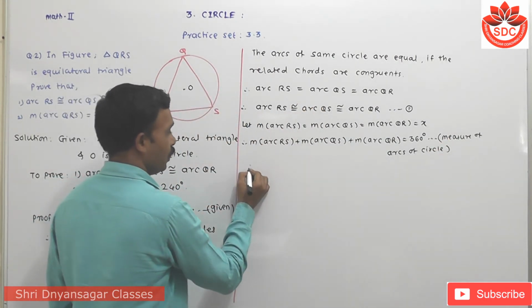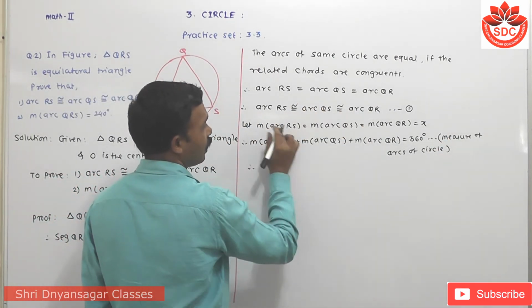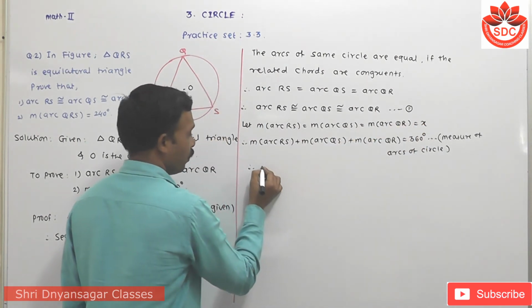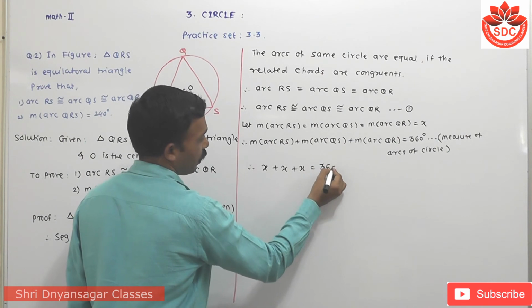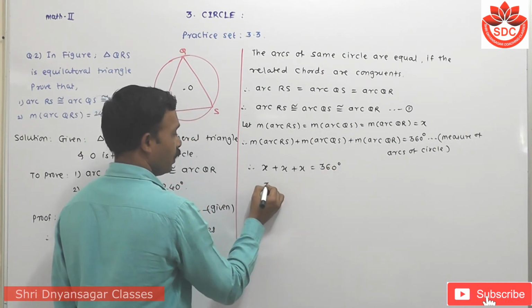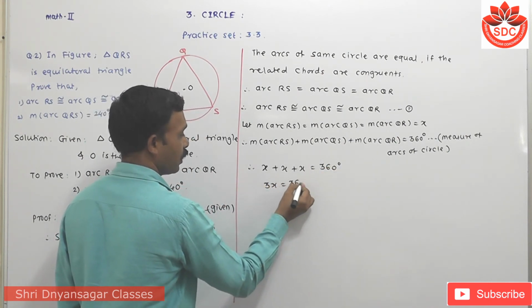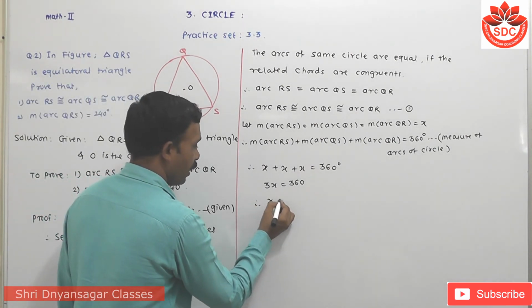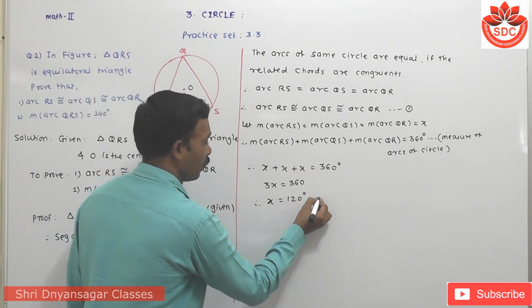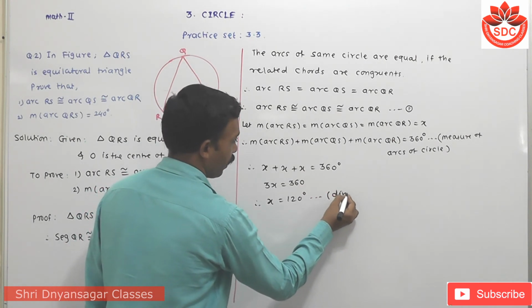Substitute this value: all these arcs are taken as X. In that, X plus X plus X is equal to how much? 360. Addition becomes 3X is equal to 360. Dividing both sides by 3, we get that X is equal to how much? 120.